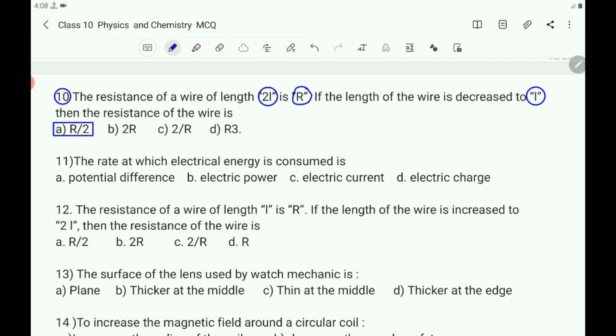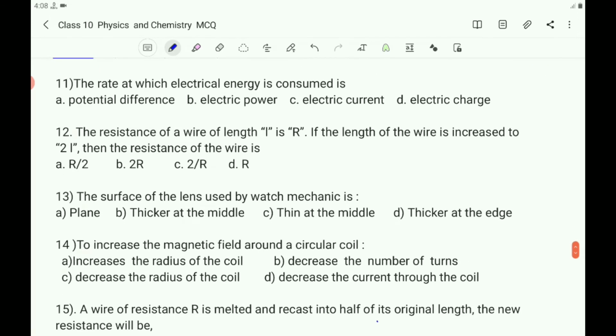The resistance of the wire becomes R by 2 because the length was 2L. It becomes L, and the resistance of the wire of length 2L is R, and half of 2L is L. So the resistance also becomes half, that is R by 2.